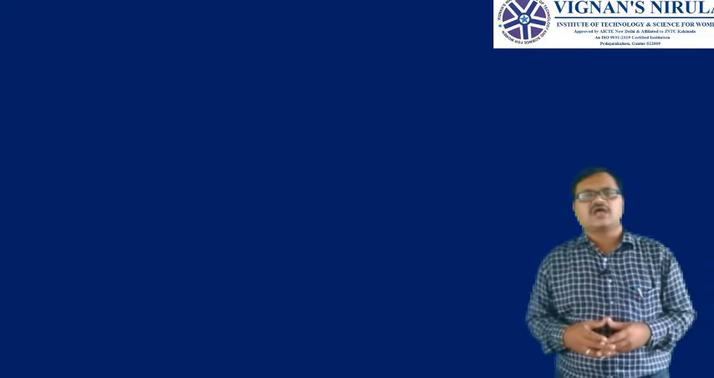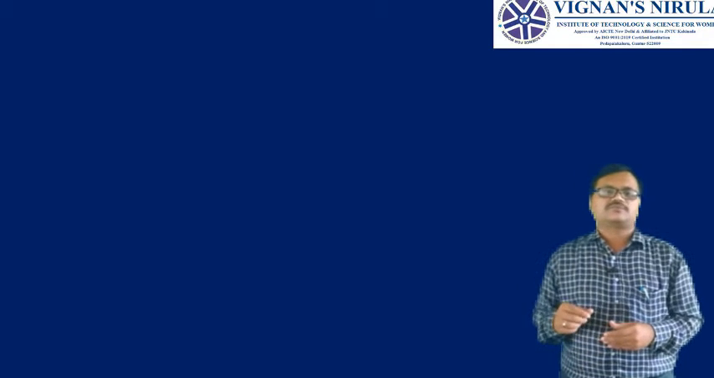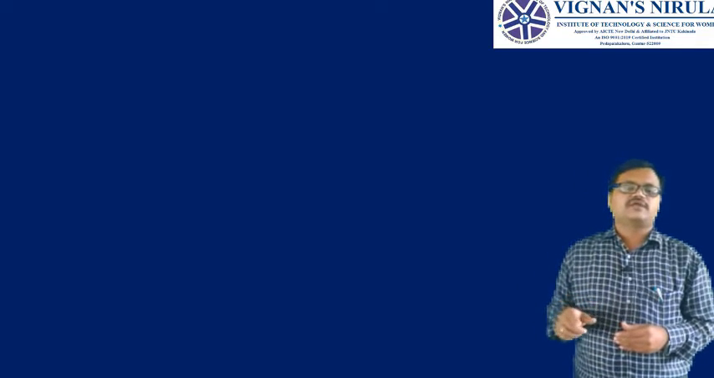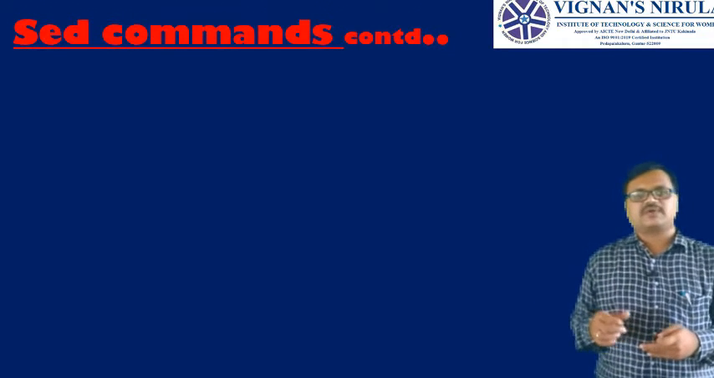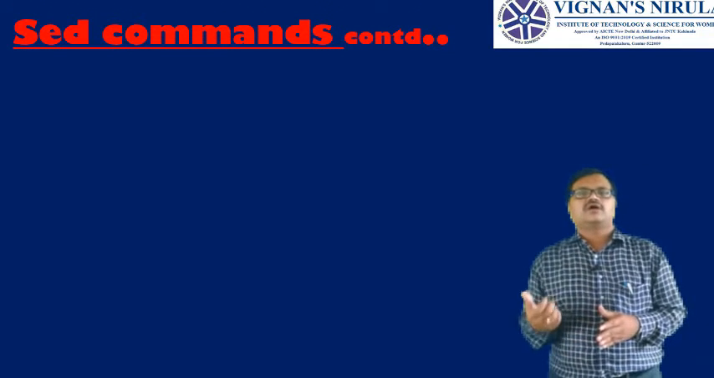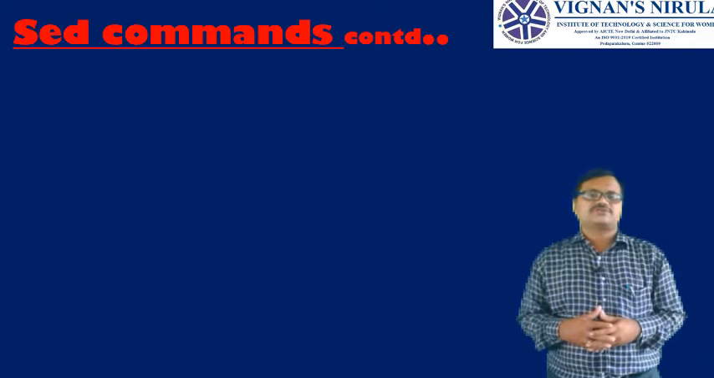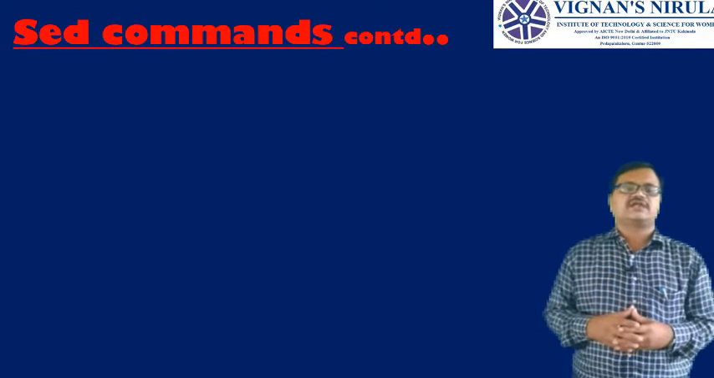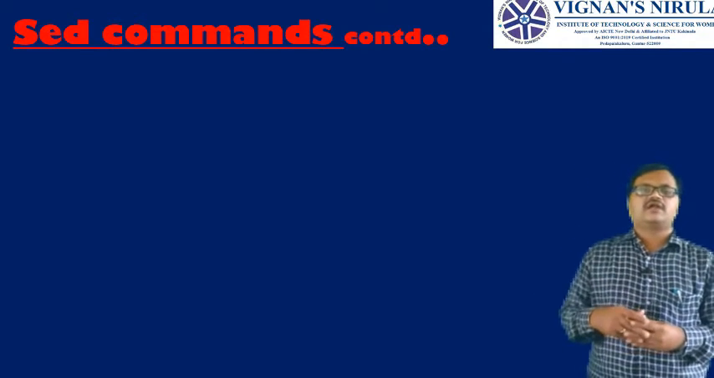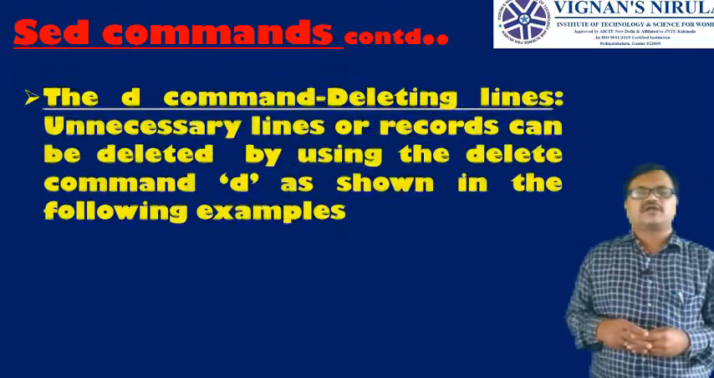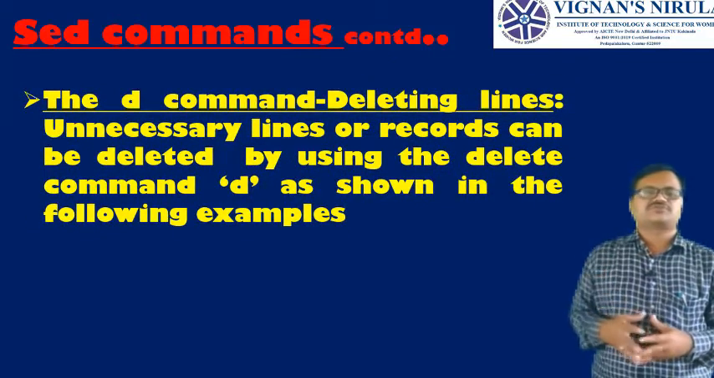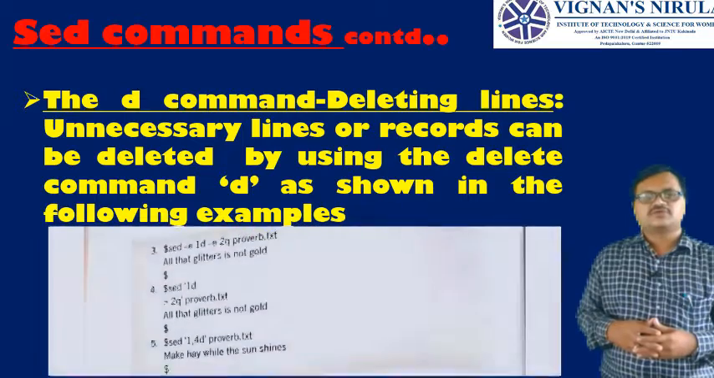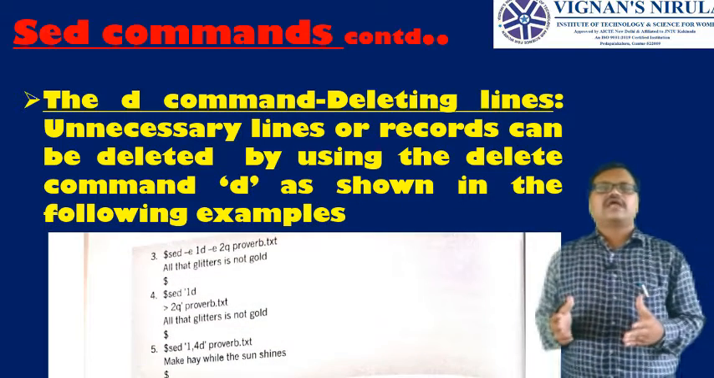So sed -e '5d' proverb.txt. That means the fifth line gets deleted, and you can see the first 4 lines. Suppose you can also give a range of lines you want to delete.